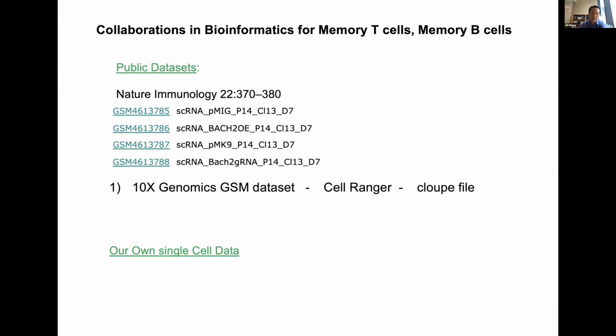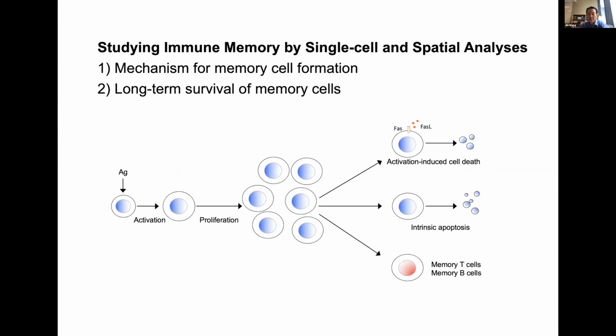We are doing our own single cell analysis, and we are also working with people to help analyze many public databases for published memory cell information. The single cell technology, particularly the RNA technology, and then protein technology and also spatial analysis, will be vital for us to push our project forward to answer the important questions about vaccination and immune memory.